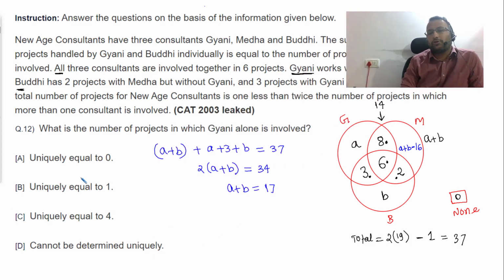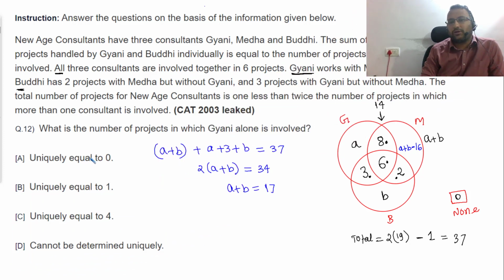So question number 12 is, what is the number of projects in which GANI alone is involved? So we need to find the value of A over here, and that we cannot determine uniquely. We don't have sufficient data to get the value of A.